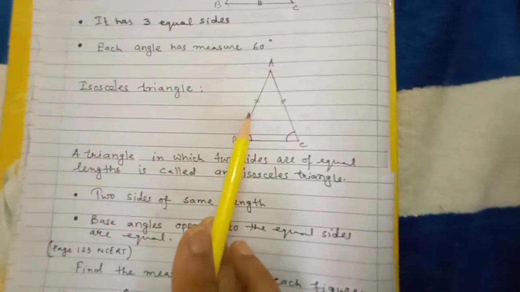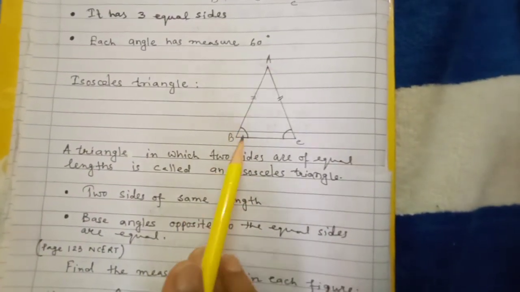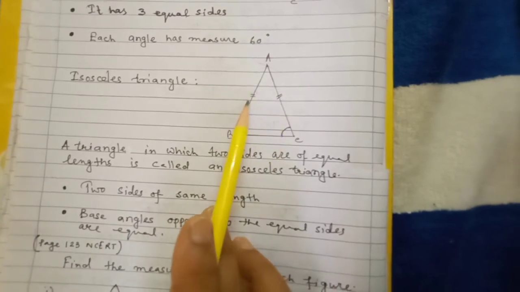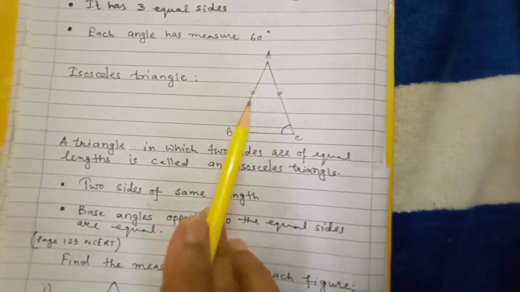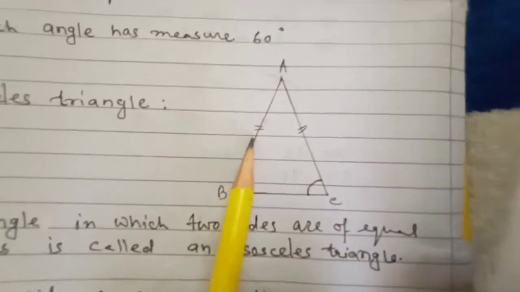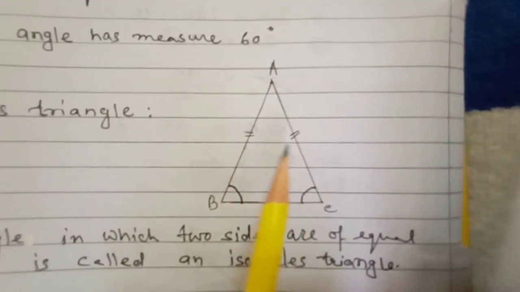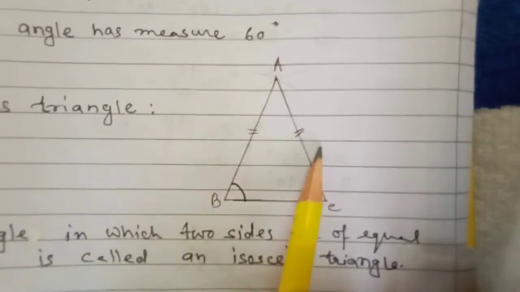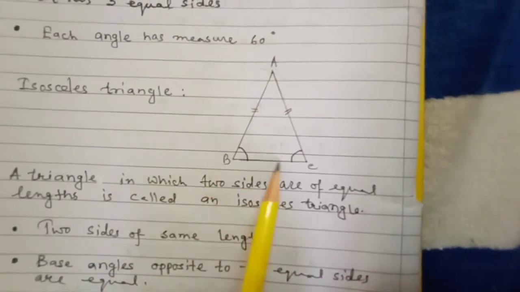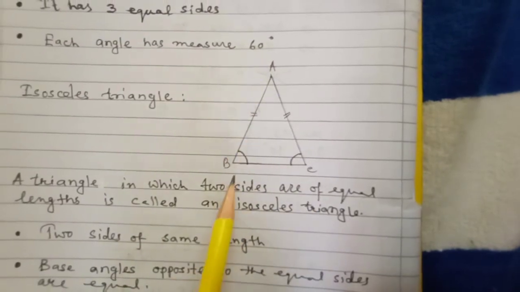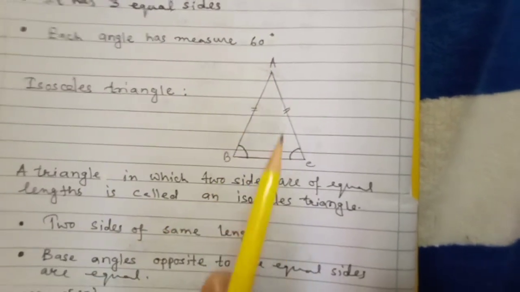What is an isosceles triangle? Where only two sides are equal. Here AB and AC, I have put this sign, so these two sides are equal to one another. But this side, I have not given that sign, so this side is not equal to this one. So AB is equal to AC.